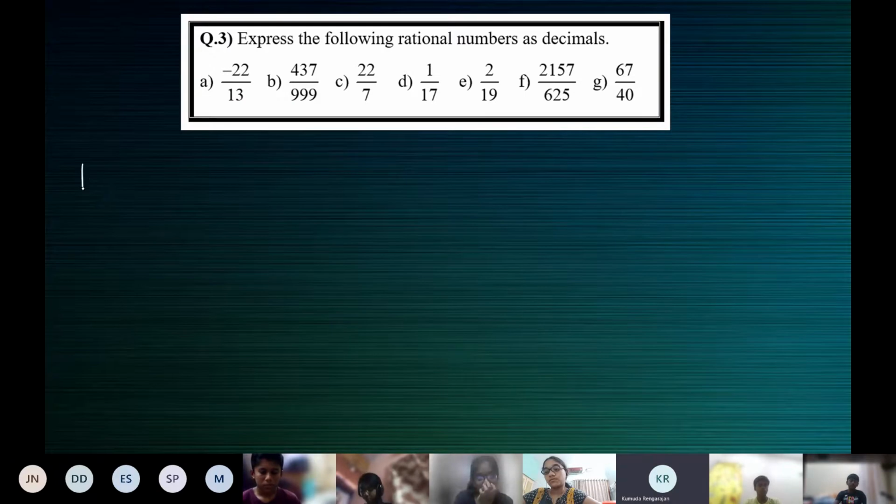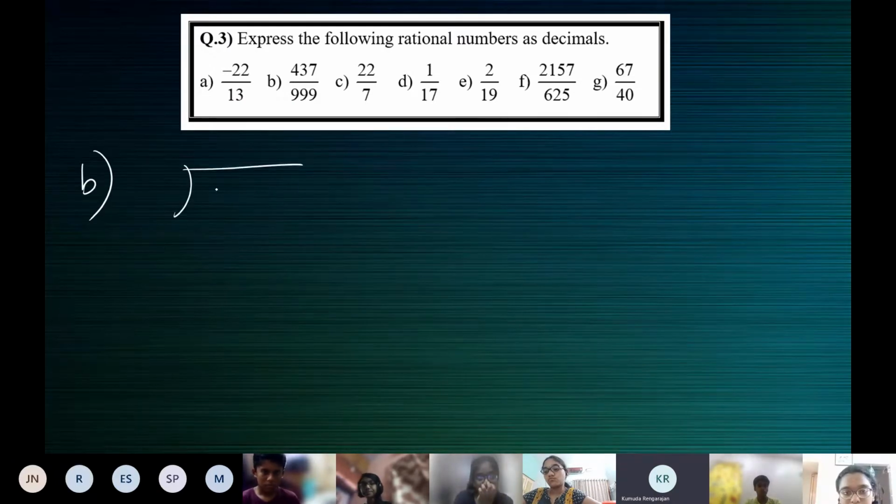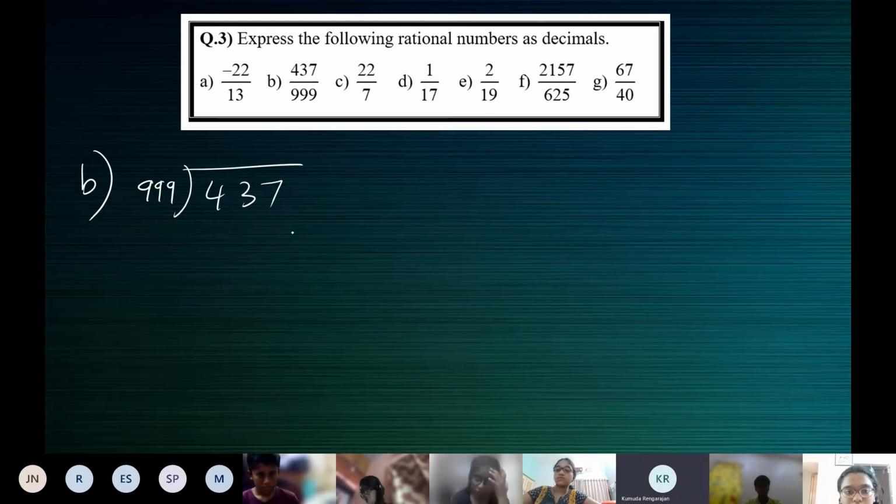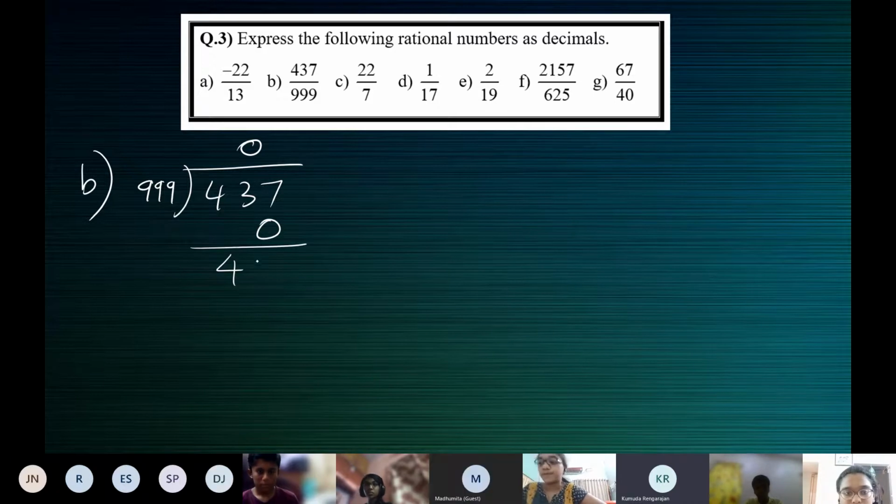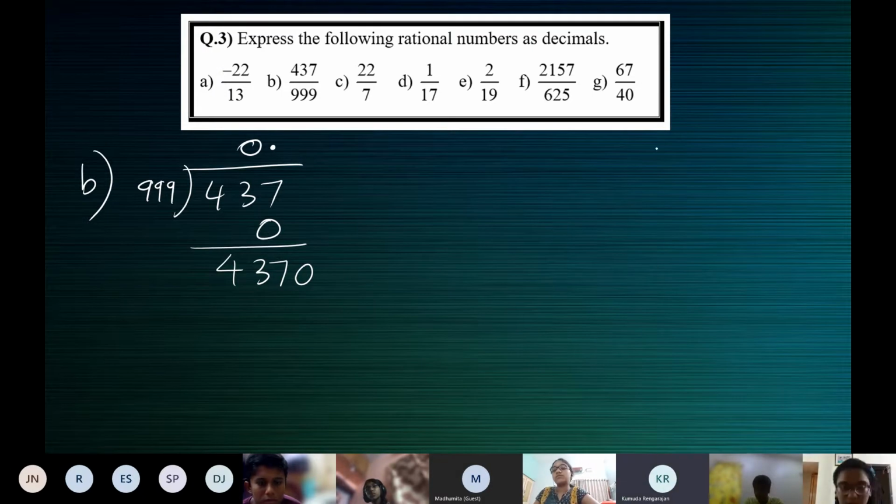So children, what I'm saying is, in the second one, when you're dividing 437 by 999, 1 times 999 is 999. So 999 into 0 is 0, and 437, that means you should start the division there itself. Now 437 is the remainder. There's no digit to come down. So what you should do is put a point and add a 0. Then I think, 999, how many times? Some 3 or 4 times.